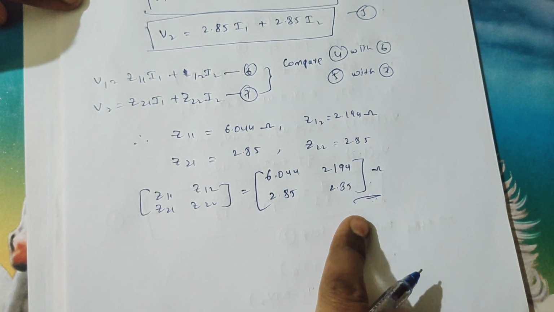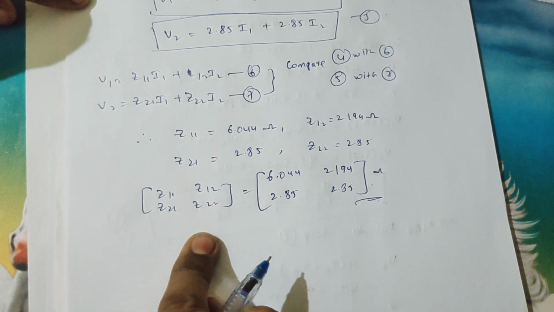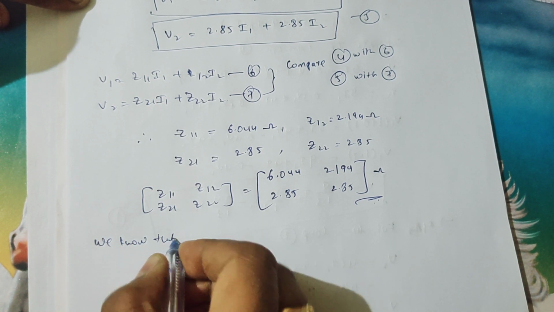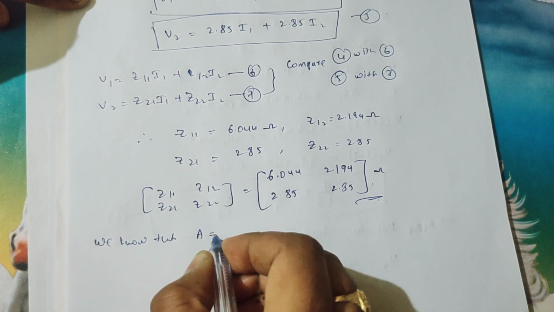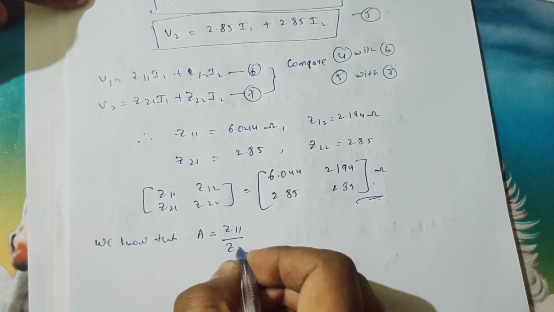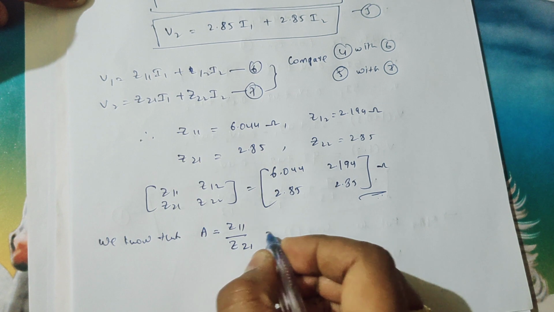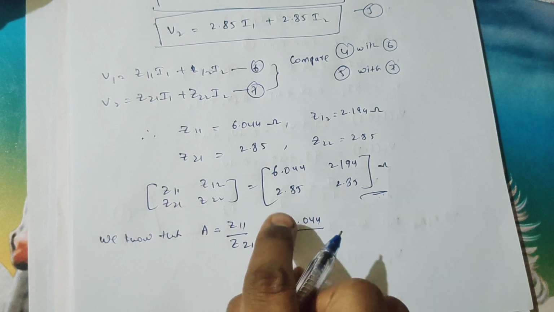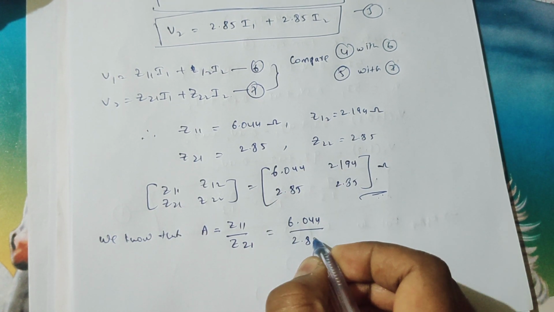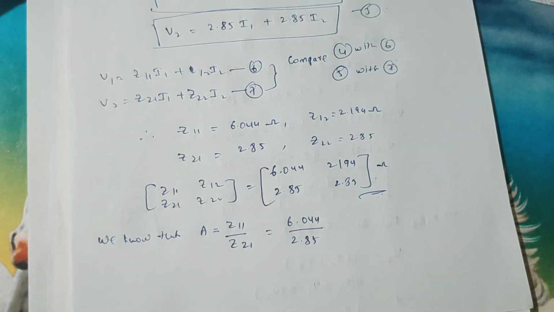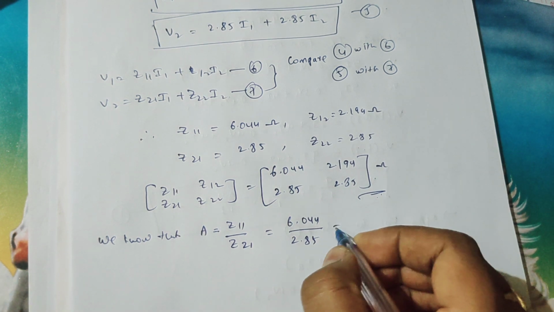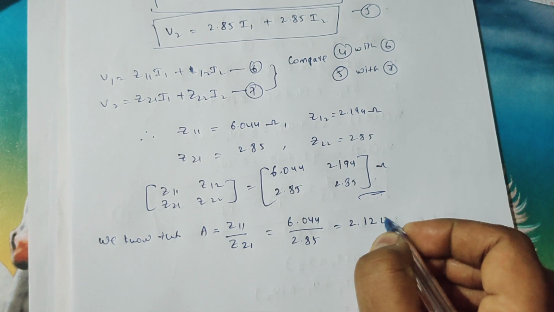So in the question they are asking for the Z parameters and ABCD parameters. We know that A is nothing but Z11 by Z21. So Z11 is 6.044 by Z21 is 2.85. So this value becomes 6.044 by 2.85, which is 2.120.